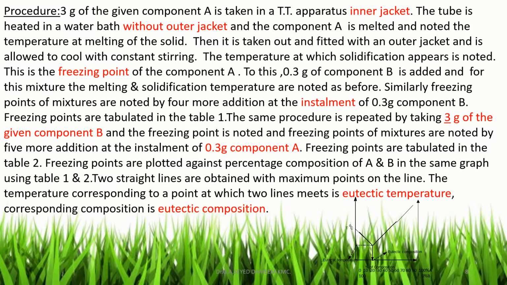Then it is taken out, fitted with an outer jacket, and allowed to cool with constant stirring, and the temperature at which solid appears is noted. Practically the melting and freezing temperatures are the same, and the average of these two is the freezing point of component A. To pure component A, 0.3 gram of component B is added, and for this mixture the melting and solidification temperatures are noted as before.